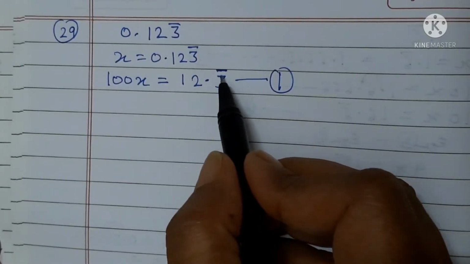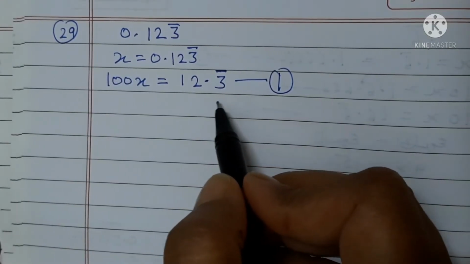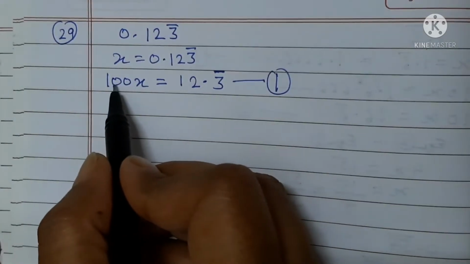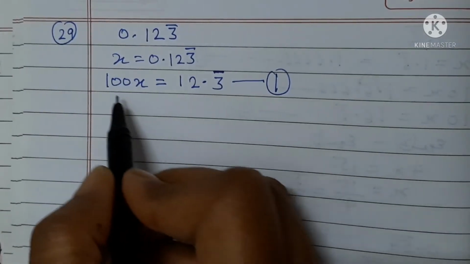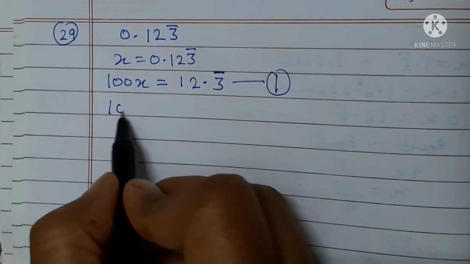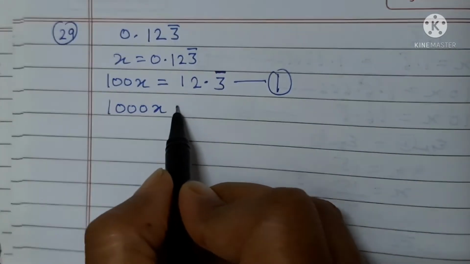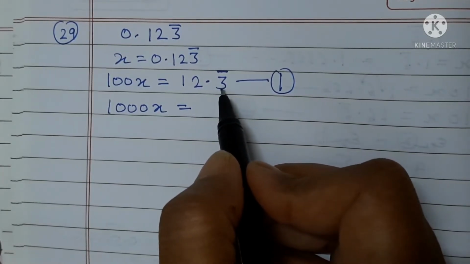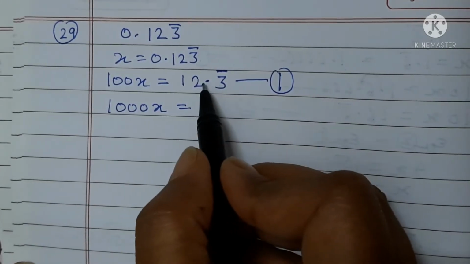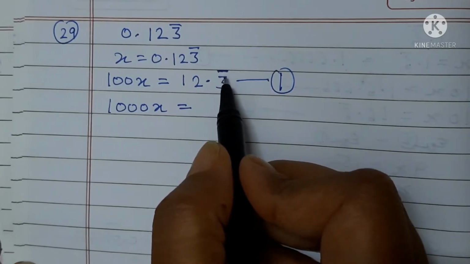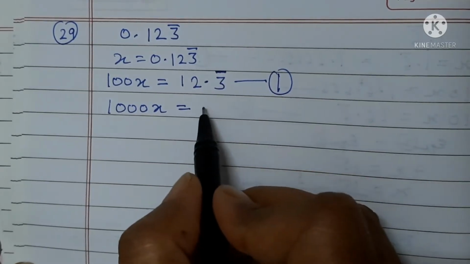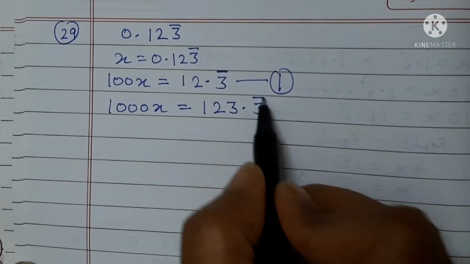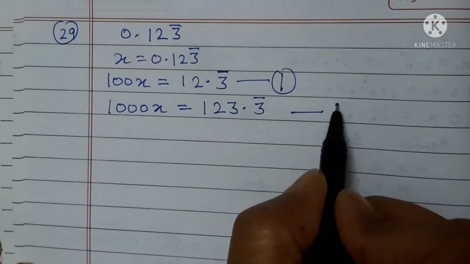If 3 digits have a bar, then you multiply by 1000. So here only one digit has a bar, so again you multiply both sides by 10. So this becomes 1000x, and when you multiply it by 10, you shift the decimal one digit to the right. So this becomes 123.3 bar. This is our second equation.